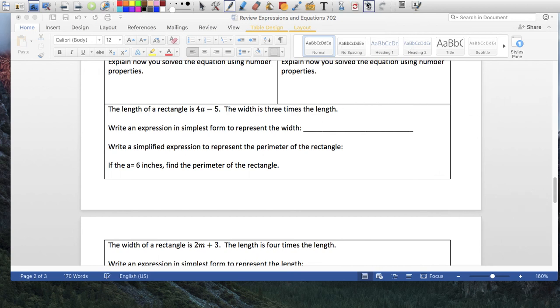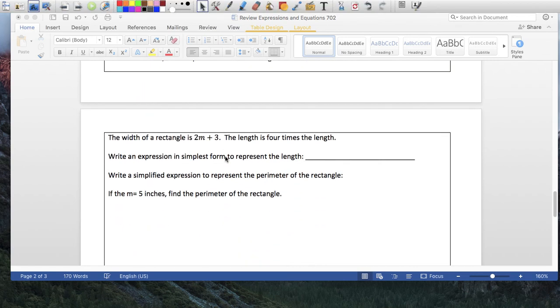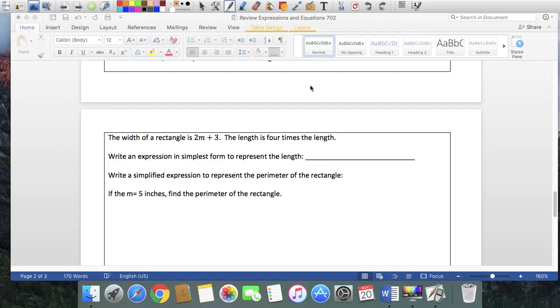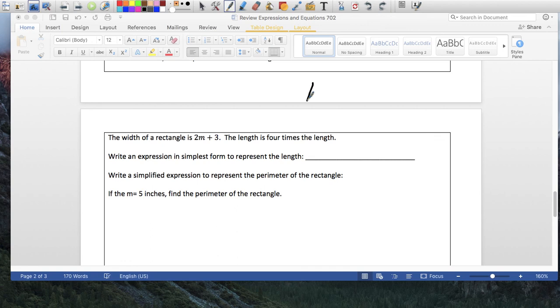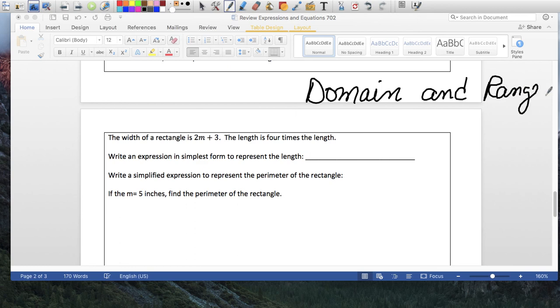Did I put a word yet? No, I didn't put a word yet, so I have to put a word. I don't know what to put. Let's talk about, it's going to be this. Domain and range. That's your bonus word.